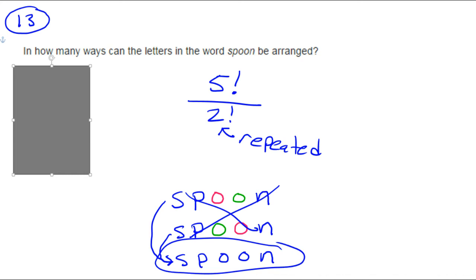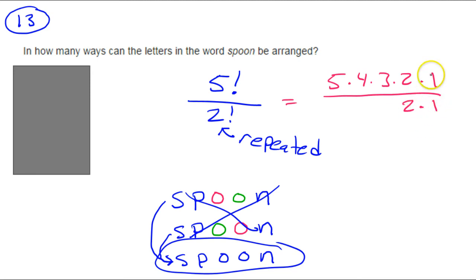But I think it would be helpful to point out that 5 factorial means 5 times 4 times 3 times 2 times 1. And 2 factorial means 2 times 1. So I could just cancel out the 2 times 1 part, and that leaves 5 times 4 times 3. 5 times 4 is 20. 20 times 3 is 60. So you should be able to do it without a calculator.